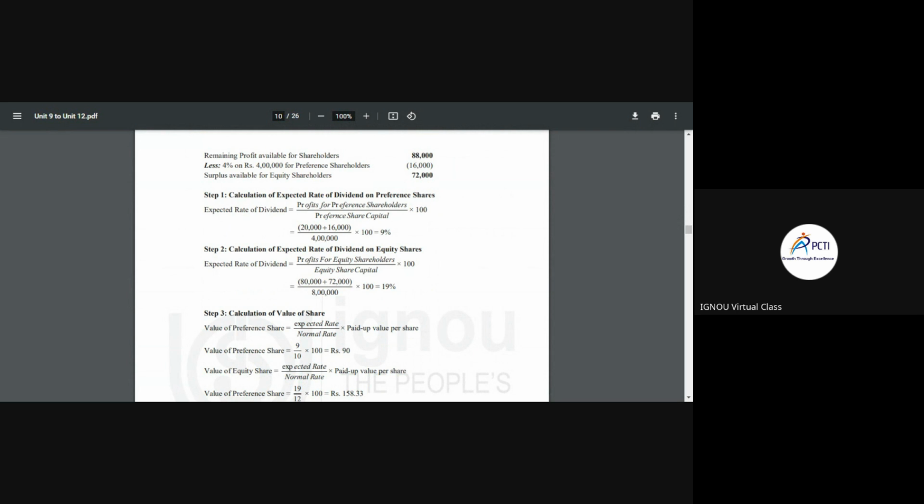In step 2, we will have calculation of expected rate of dividend on equity shares. So the expected rate of dividend will be profit for equity shareholders divided by equity share capital multiplied by 100. So 80,000 plus 72,000 divided by 8 lakh multiplied by 100 is equal to 19%.